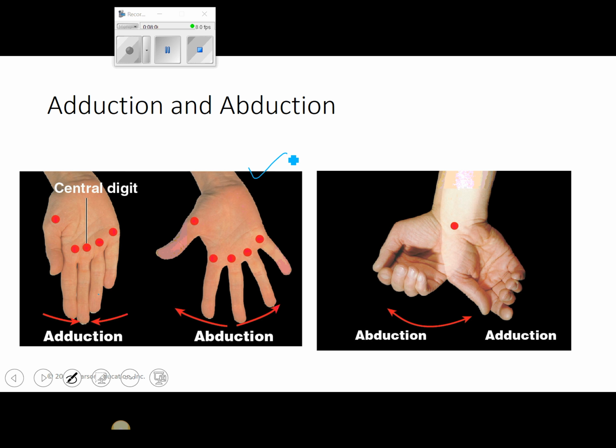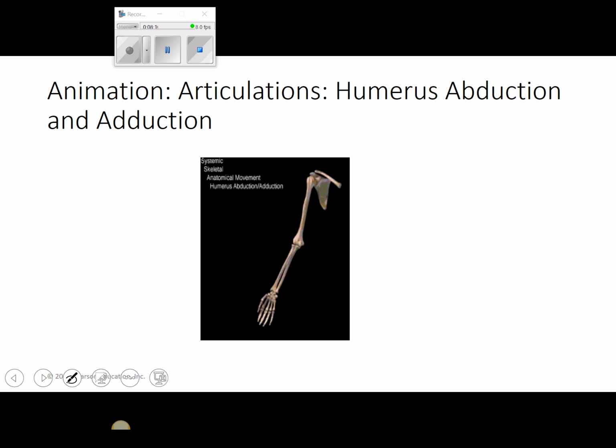And again, you're seeing the difference here with the wrist moving away would be abduction, moving it back inwards would be adduction. Again, here is a video that you can watch on your PowerPoint later to show you those movements in motion.